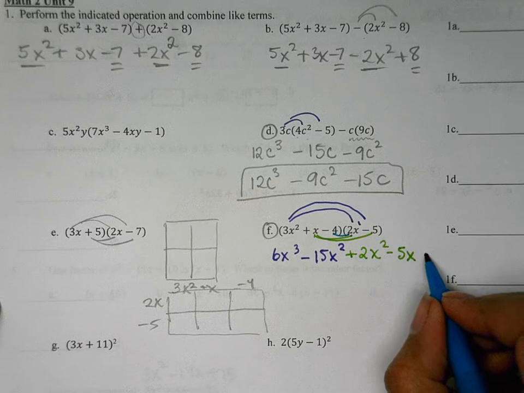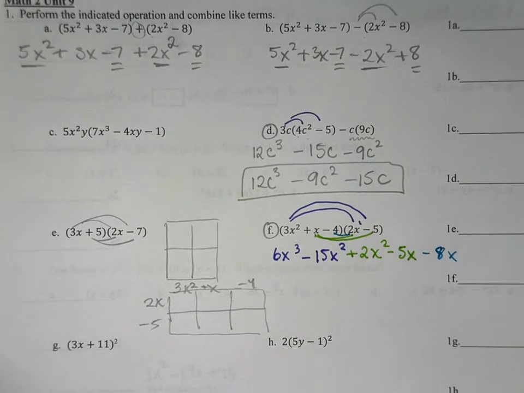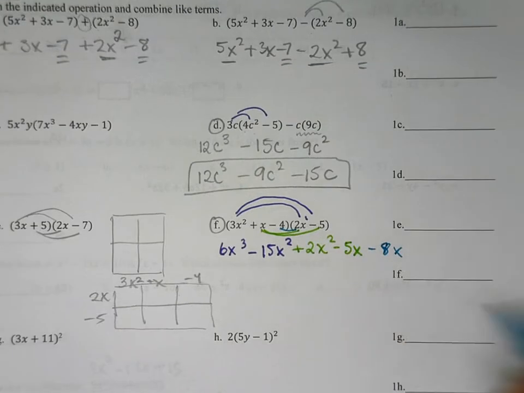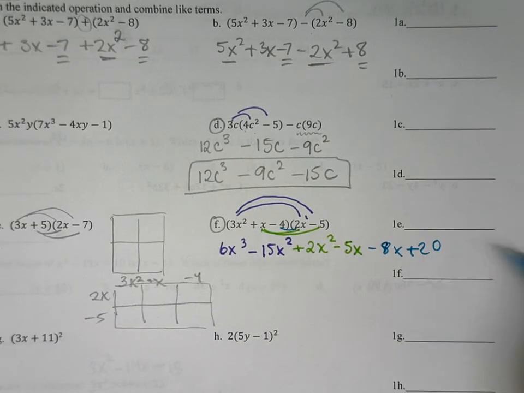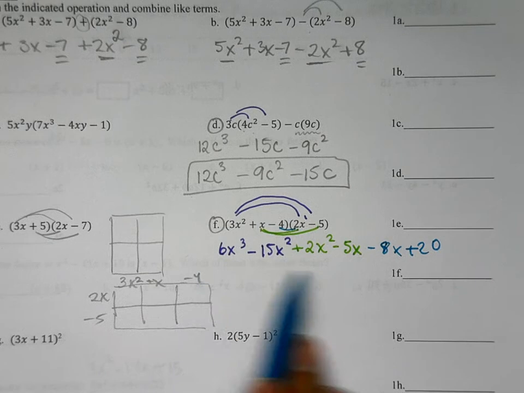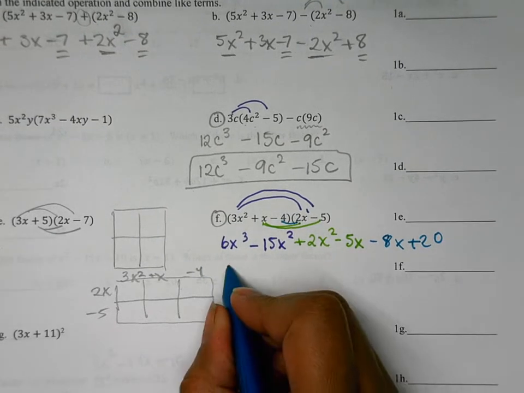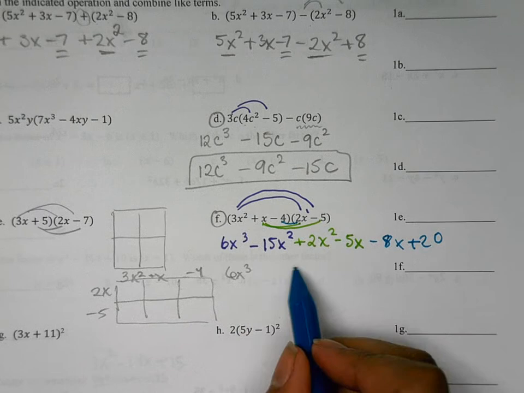5x. And are we done? No. What's the last thing to distribute? The negative 4. Negative 4 times 2x is negative 8x. And negative 4 times negative 5 is plus 20. And now we combine like terms.